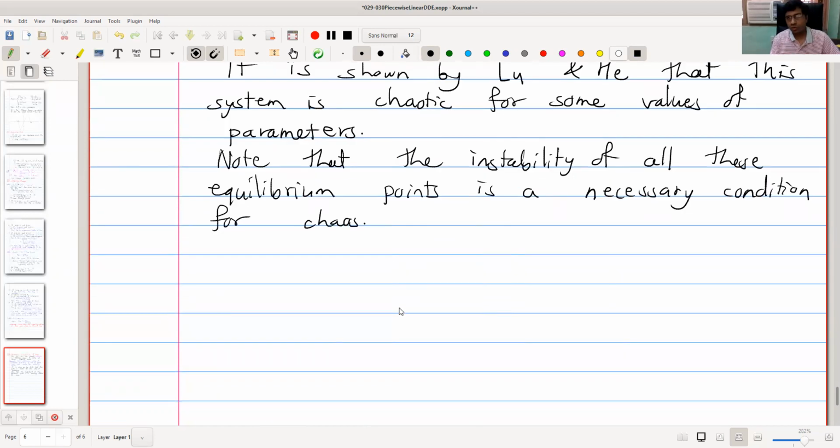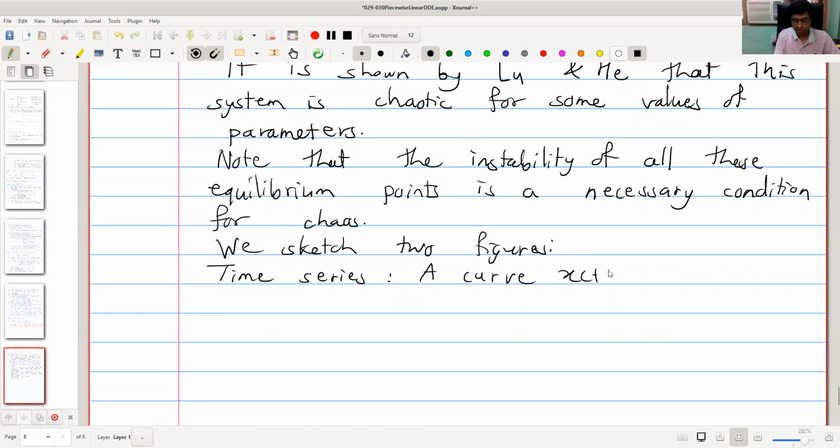We sketch 2 figures. First we call it the time series. That is nothing but the curve x of t versus t. Horizontal axis is t, vertical is x of t. Time series.